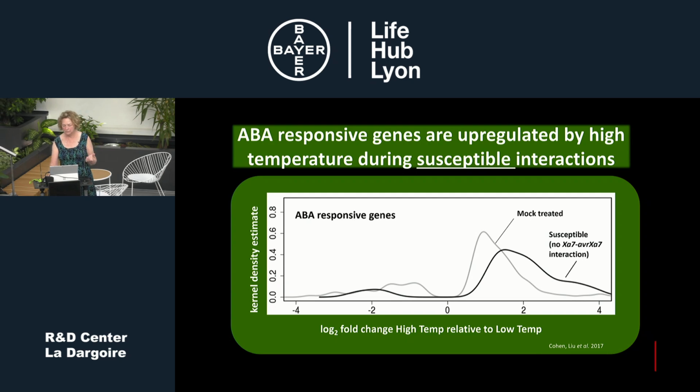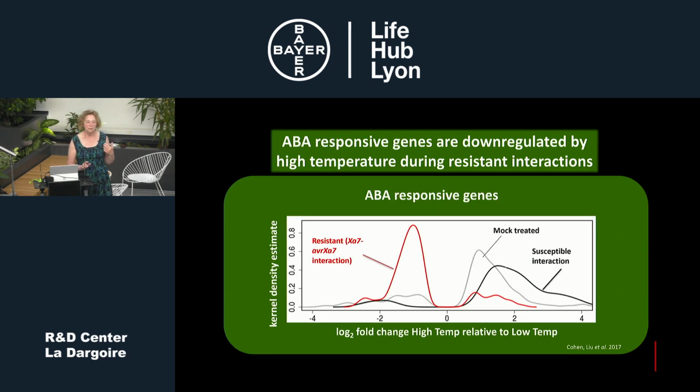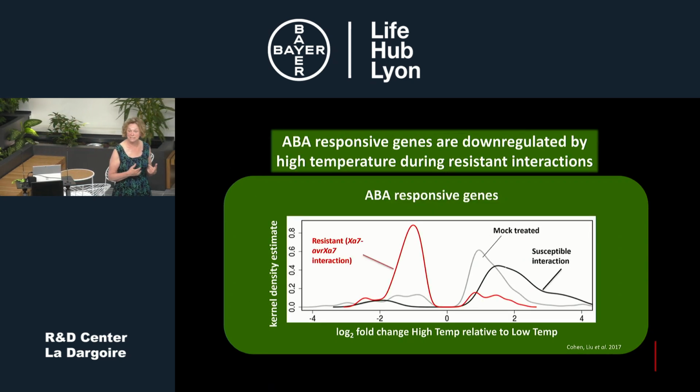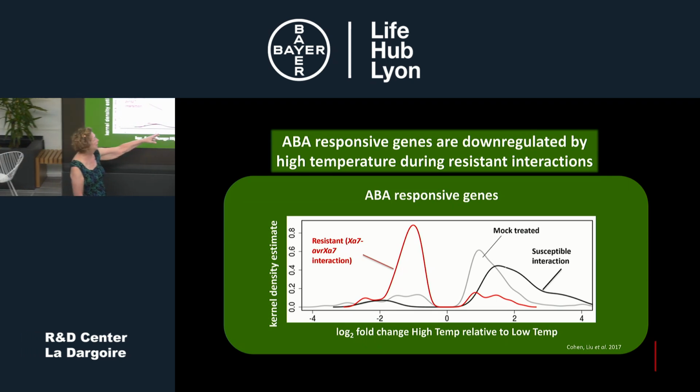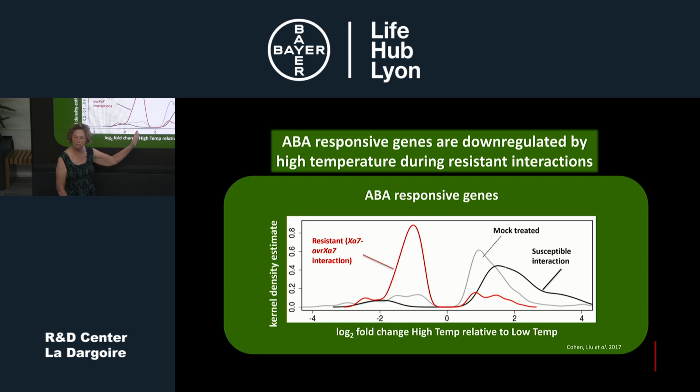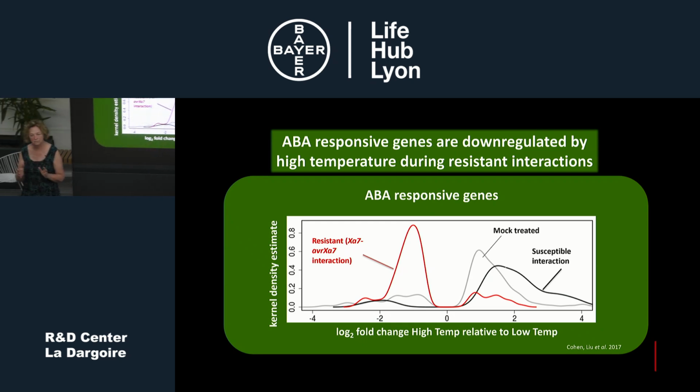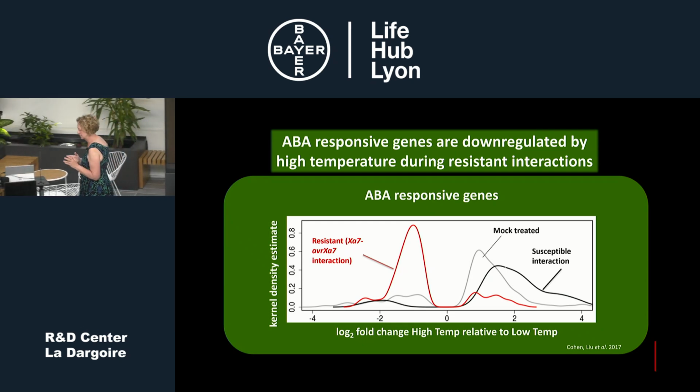But now, if we ask the question, what happens if you put XA7 in this mix, and the effector gene AVRXA7? What you see here is a dramatic downregulation in ABA responsive genes and biosynthetic genes. So XA7 is somehow blocking the upregulation of the ABA biosynthetic genes.